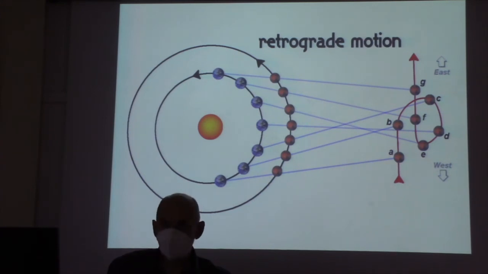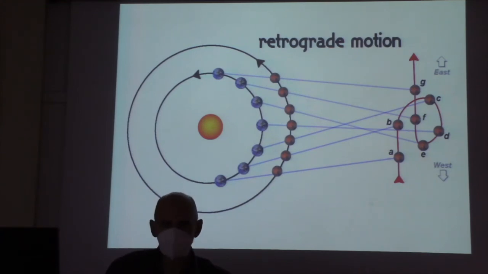And the observations didn't change at all. The retrograde motion stood the same. It was our interpretation of the retrograde motion. No more epicycles. A simple phenomenon like this. The Earth passes Mars. That's it.